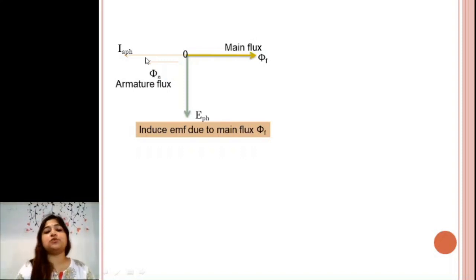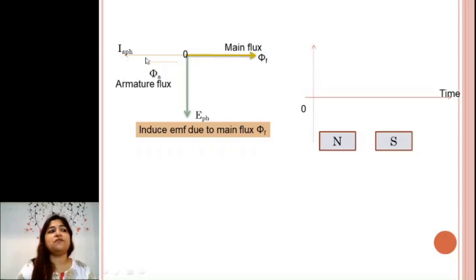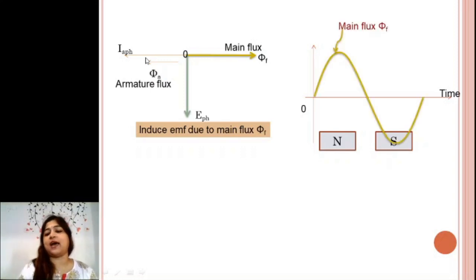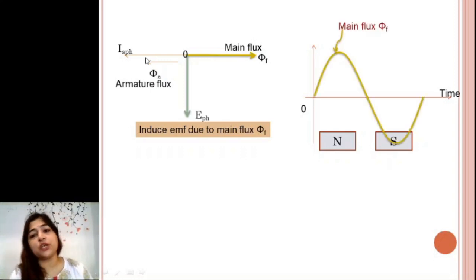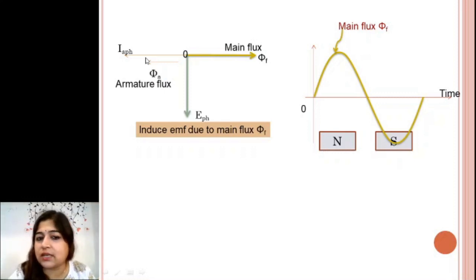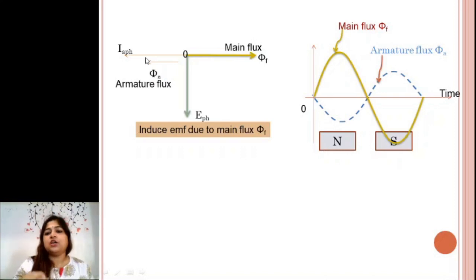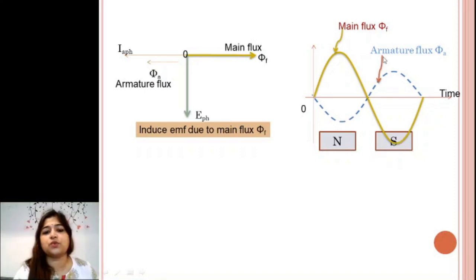Same thing we'll try to see in the waveform. So if this is the waveform, on x-axis again I'm showing flux, on y-axis I'm showing time, and if this is the main flux, how should I draw the armature flux? Exactly opposing to this. It means 180 degree apart. So it is 180 degree lagging with respect to main flux. So it is opposing each other.